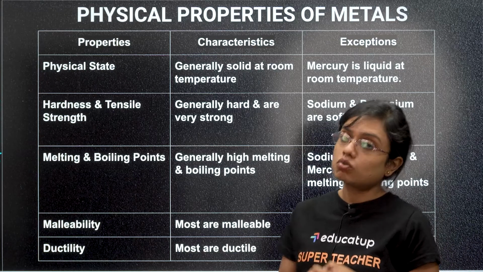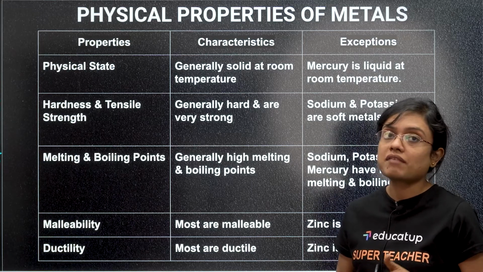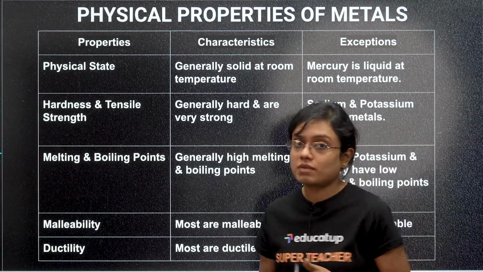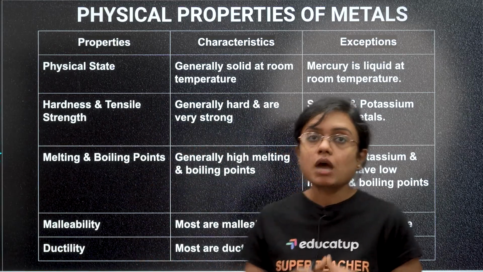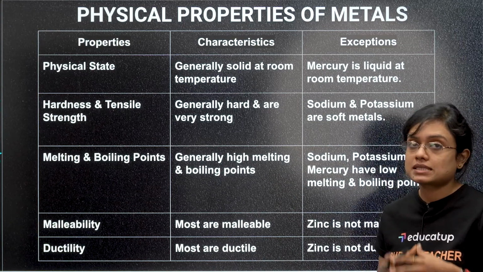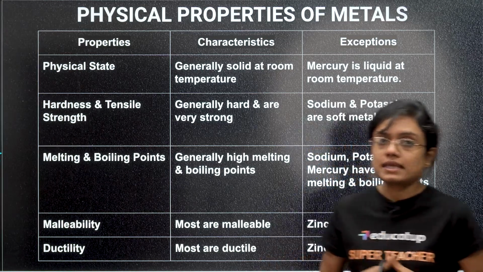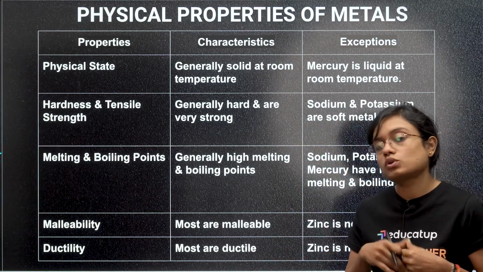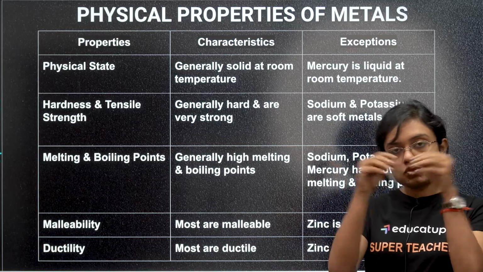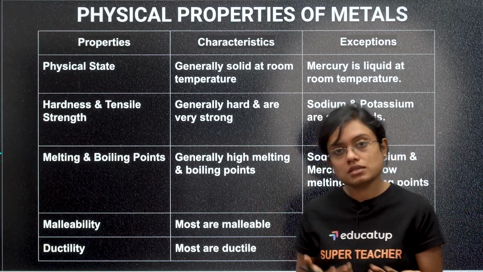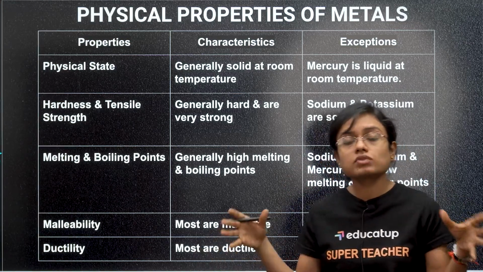Sodium and potassium are the only 2 metals which are soft in nature. If we talk about melting and boiling points, then metals have high melting and boiling points except for sodium and potassium, which have low melting and boiling points. If we talk about malleability, most metals are malleable except for zinc, and if we talk about ductility, most metals are ductile except for zinc. Now we need to understand what we mean by malleability and ductility. The property to be beaten into thin sheets, यानी कि पतली पतली sheets में convert कर देना, is known as malleability, and to be drawn into thin wires is known as ductility.